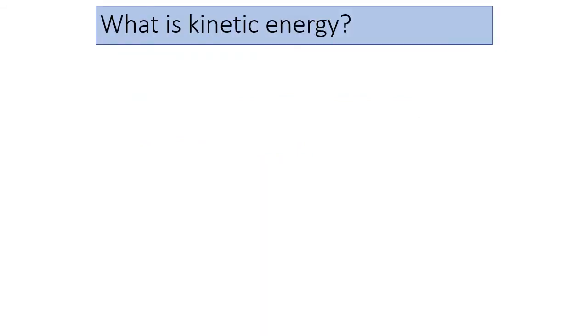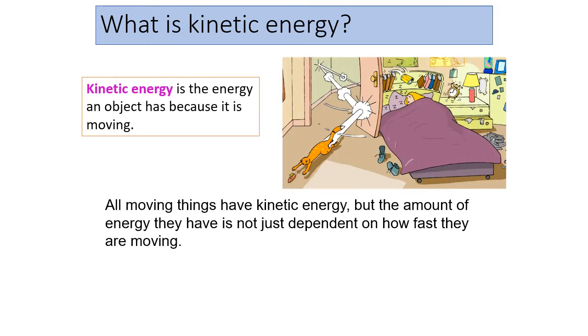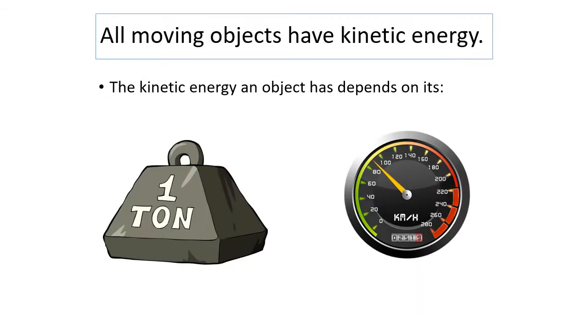So what is kinetic energy? Everything which is moving has kinetic energy. All moving things have kinetic energy, but the amount of energy they have is not just dependent on how fast they are moving. It also depends on something else, which is very important to learn about. So what about this? The kinetic energy of an object depends on mass and speed, or velocity.